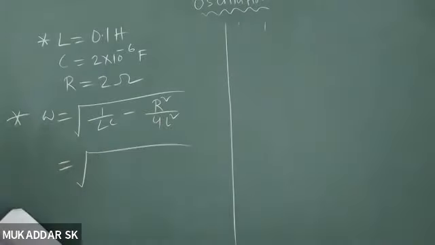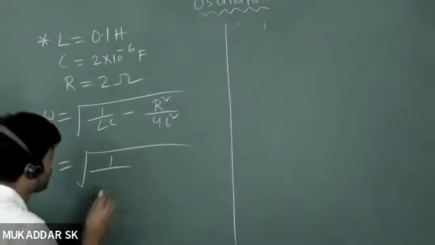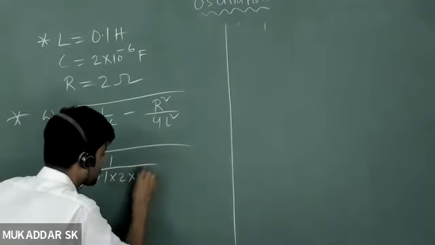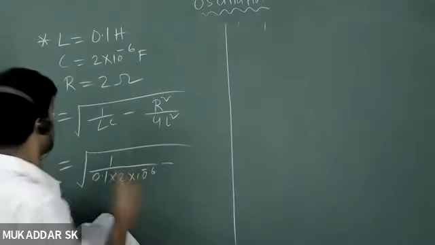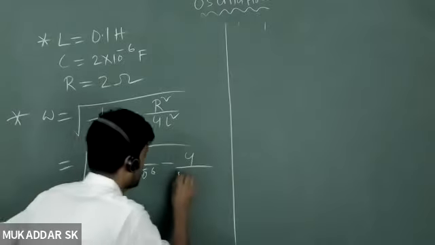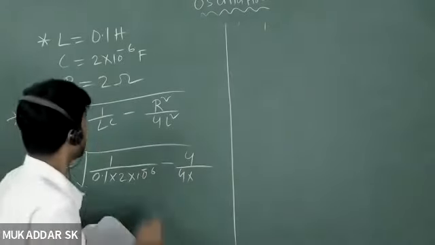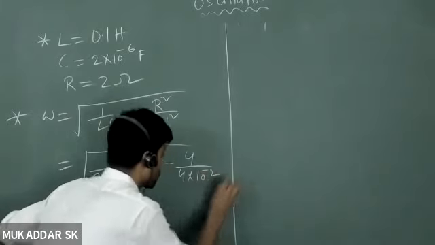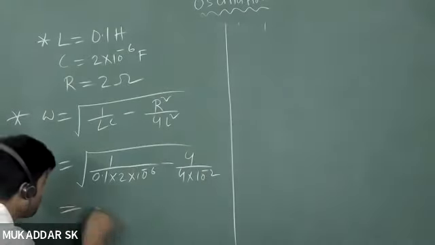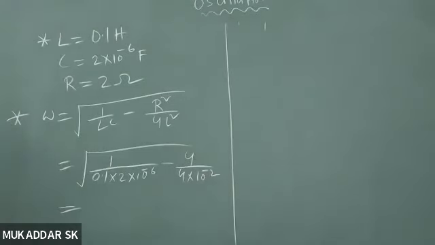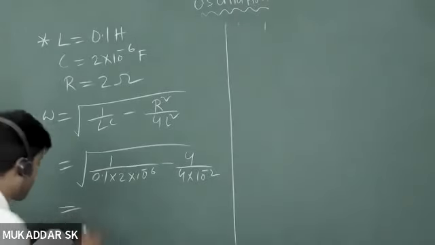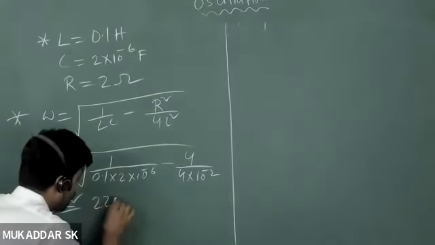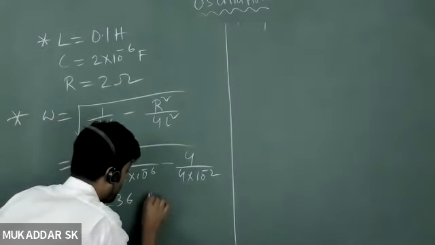Now if you substitute these values, L is 0.1, C is 2 into 10 to the power minus 6, and R is 2, so R square means 4, divided by 4 into L square. L square is how much? 0.1 means 10 to the power minus 1, so L square means 10 to the power minus 2. It's a very simple calculation, but very few people have solved it and shared it with me. If you solve it, approximately you will get the angular frequency of oscillation around 2236 radian per second.